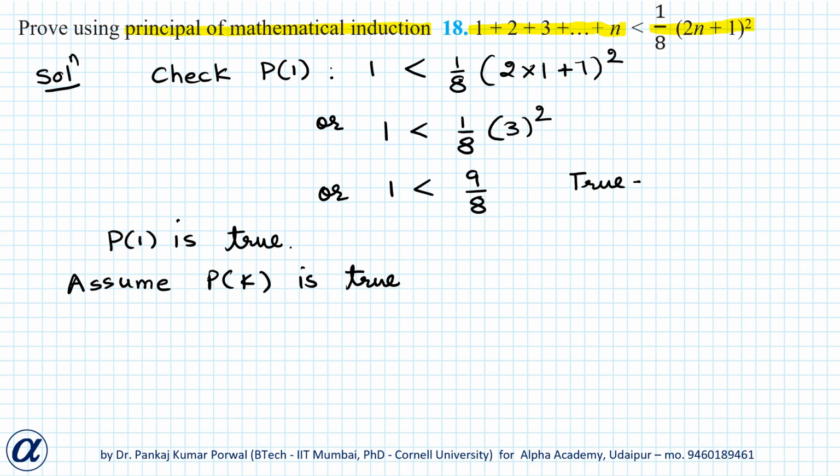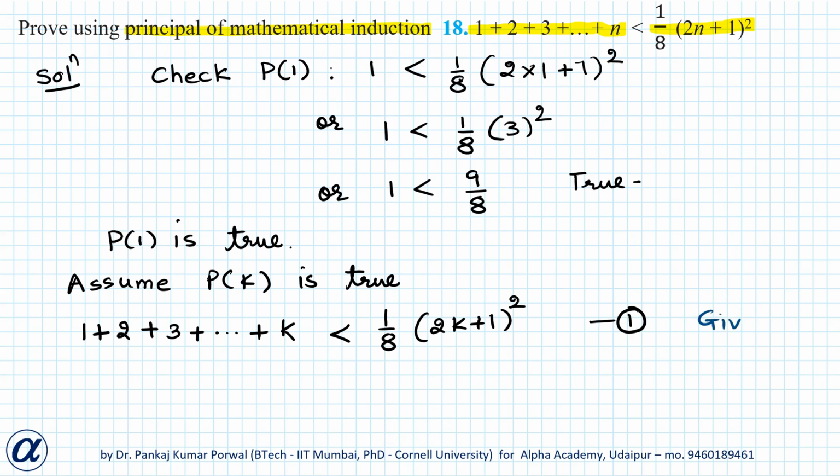For n = k, there will be k terms in the series on the left hand side of our inequality. So that will be 1 + 2 + 3 + ... + k, where k is the kth term, less than (1/8)(2k + 1)². Let's call this (1), and this we can take as given and use this to prove P(k+1).